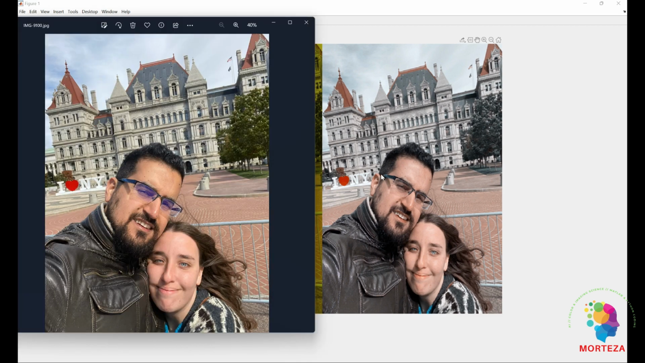Yeah, that's about it. Using a simple linear regression, we were able to predict the original look of a yellowed image.